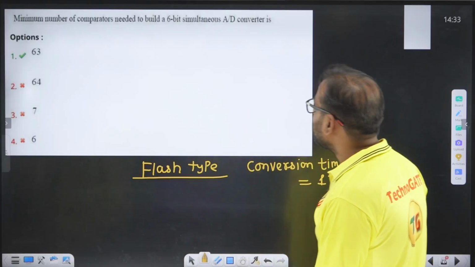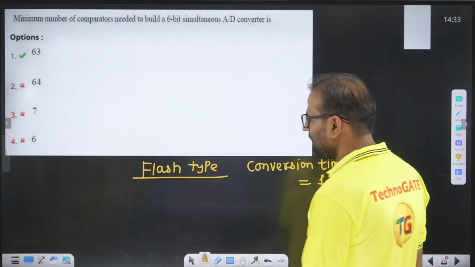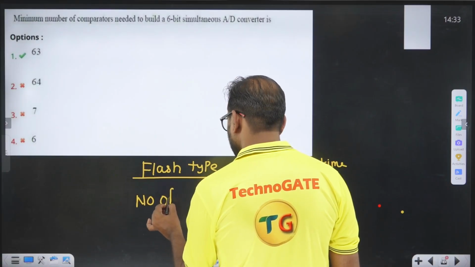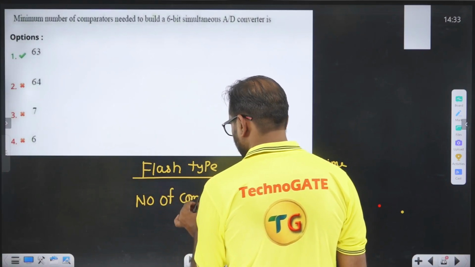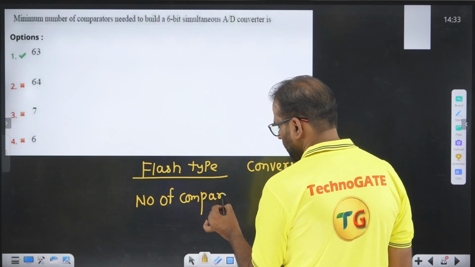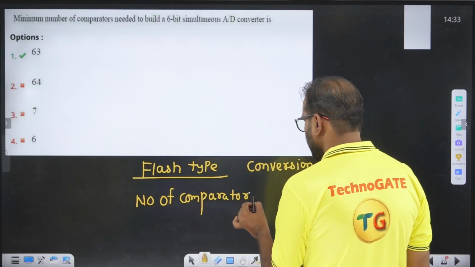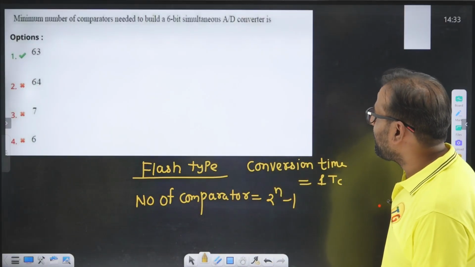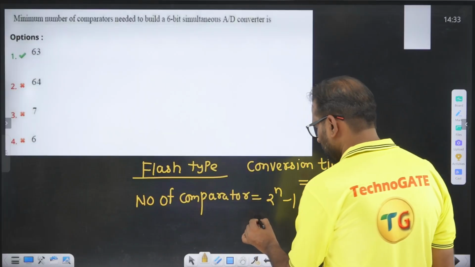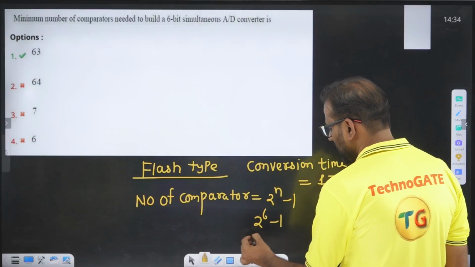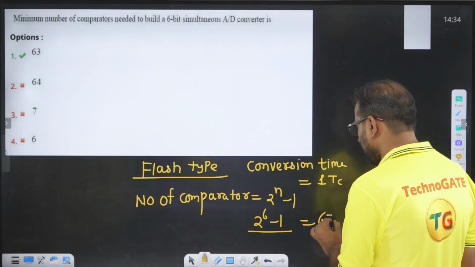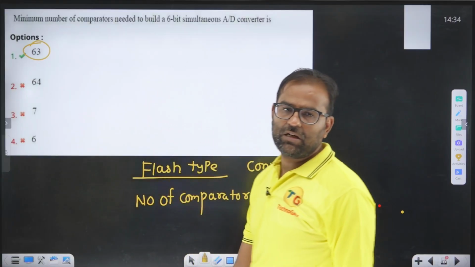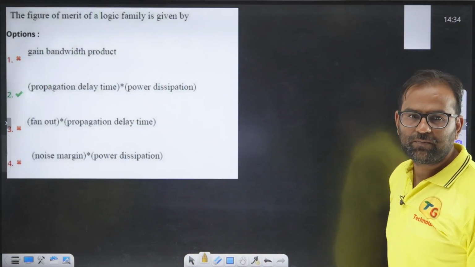And what they are saying is, how many comparators are required? So number of comparators is 2 raised to the power n minus 1. What is n? N is the number of bits. So 2 raised to the power 6 minus 1, which is equivalent to 63. So how many comparators are required? 63 comparators are theoretically required for this.